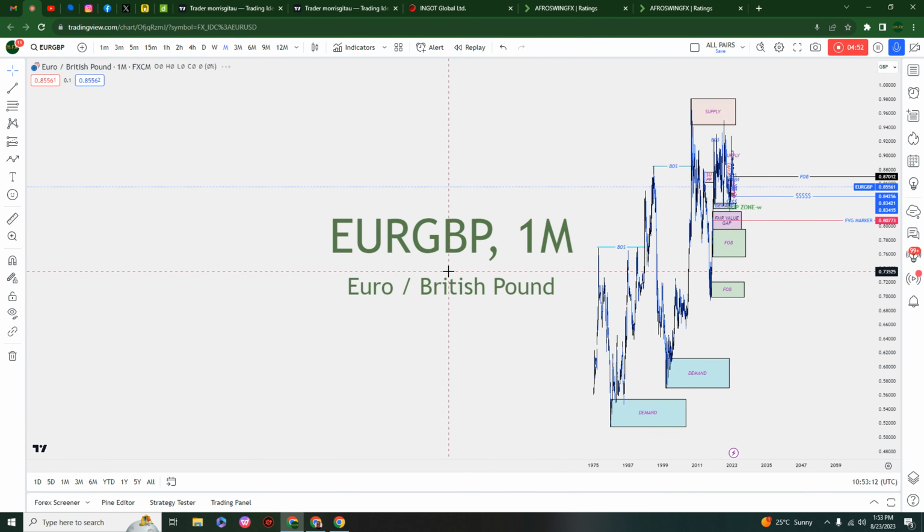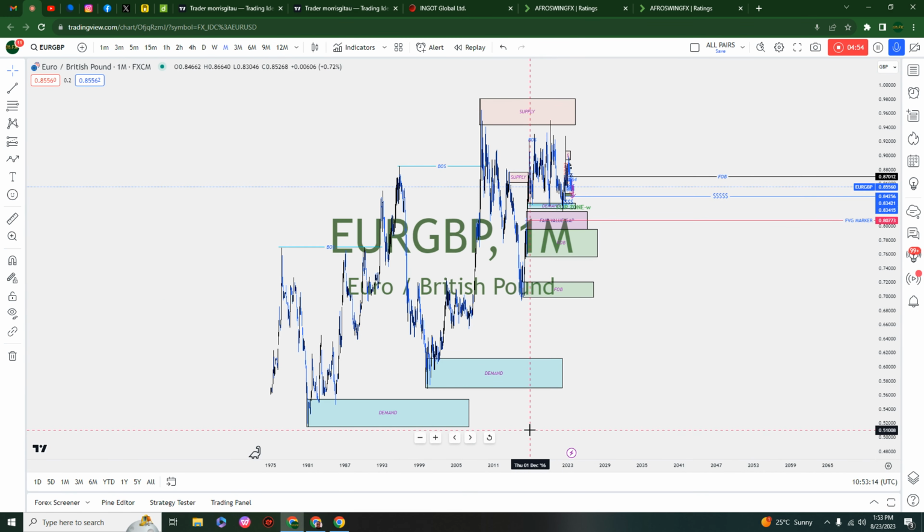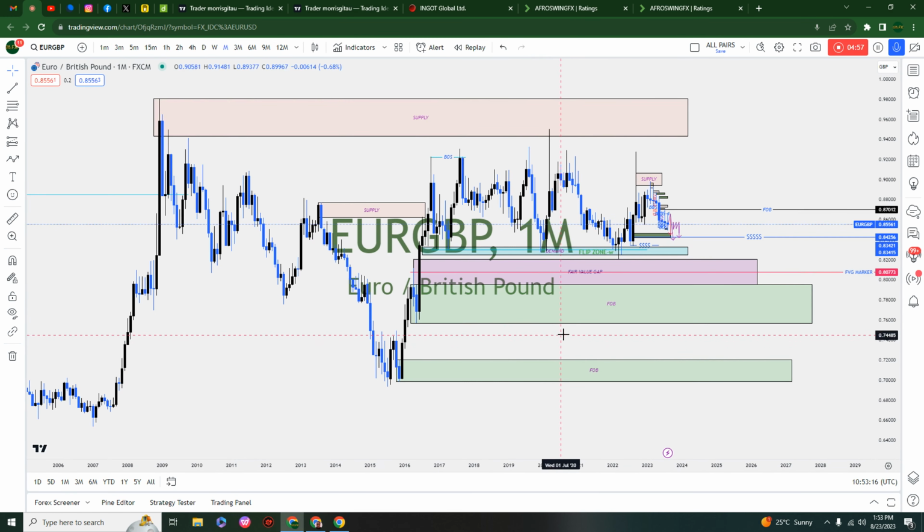Let me go to the monthly time frame. This pair has a huge downside potential because you see this fair value gap and this demand zone seated down here. So this pair could come to this level. So let's just watch and see what will happen.